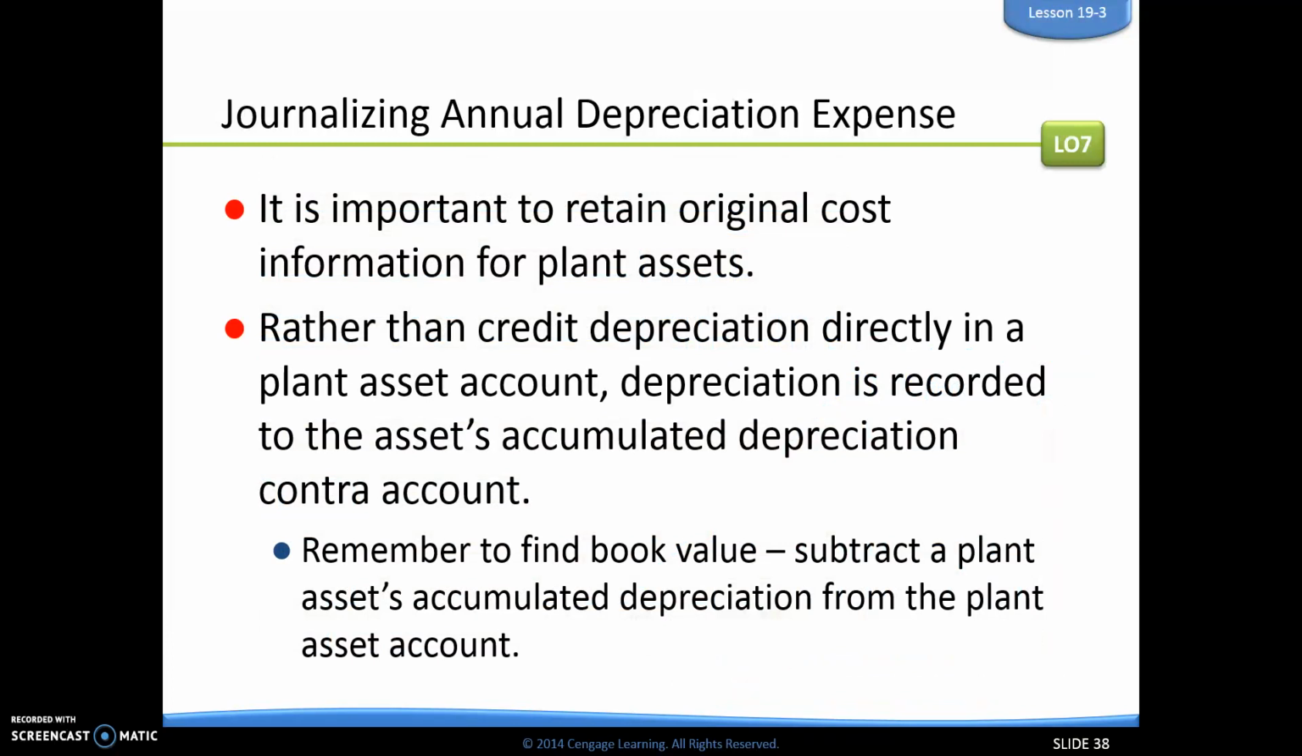Now, the other thing to make sure that we understand, and hopefully at this point we do, is that we always want to make sure we retain the original cost information for our plant assets. That's why we never actually credit depreciation directly in a plant asset account. We always use our contra accounts for accumulated depreciation because that makes it very easy for us to find our book value, which is where we subtract our plant asset's accumulated depreciation from the balance in our plant asset account. It would make it a lot more difficult for us to do that if we recorded depreciation directly in the plant asset. That's why we use the contra account.